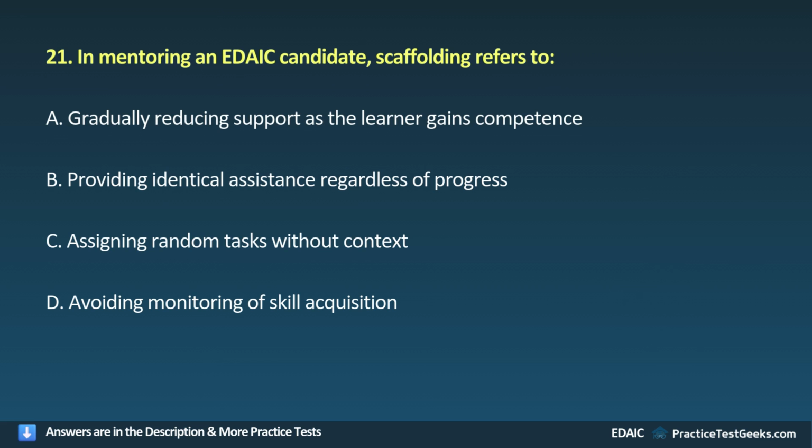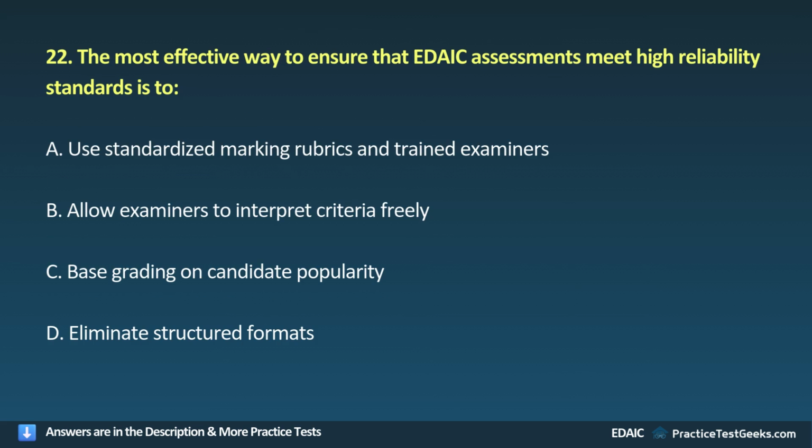21. In mentoring an EDAIC candidate, scaffolding refers to: A. Gradually reducing support as the learner gains competence. B. Providing identical assistance regardless of progress. C. Assigning random tasks without context. D. Avoiding monitoring of skill acquisition.